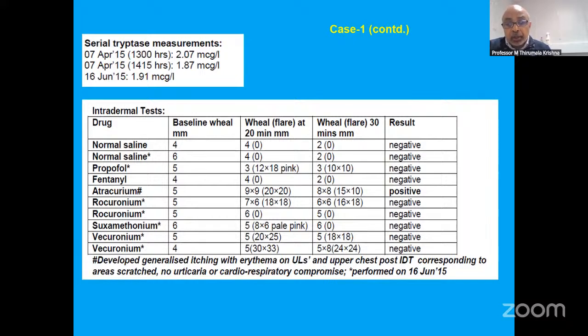So the question is that next time if the patient requires general anesthesia, what is an alternative? So therefore, we included rocuronium, suxamethonium, and vecuronium in the panel. And what you can see is that rocuronium was completely negative. We have measured the wheal and flare response at 20 minutes and 30 minutes, as you can see there. And you can see that there was no increase in the wheal diameter for rocuronium. And rocuronium is a very good NMBA that is used for general anesthesia. So really, this patient could go on to receive rocuronium or indeed suxamethonium for a future procedure.